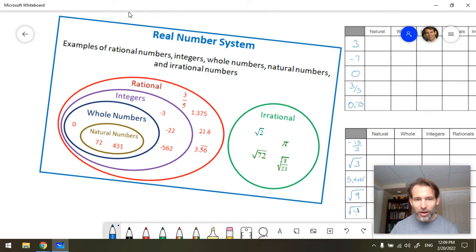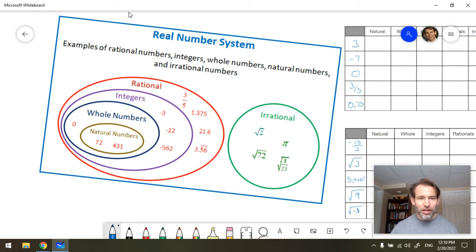So this number here, while it's not written as a fraction, could be. We can write that as a fraction. 21.6. Well, that's 21 and 6 over 10. Or 21 and 3 over 5. Or I could do 21 times 5, which would give me 105, and add 3 to that, and that would be 108 over 5. This number is 108 over 5. Okay? It can be written as a fraction.